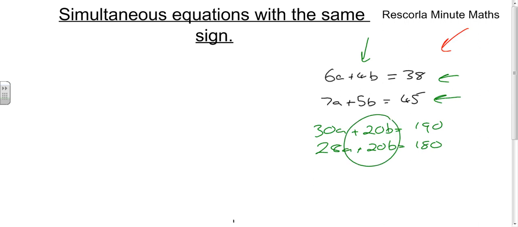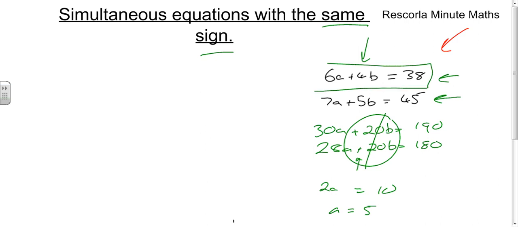Now that the b's are the same, and it's both a plus sign, so it's the same sign which this video is on about, I'll do the bigger one take away the smaller one. So 30a take away 28a is 2a. 190 take away 180 is going to be 10, and the b's just disappear. So then a equals 5.